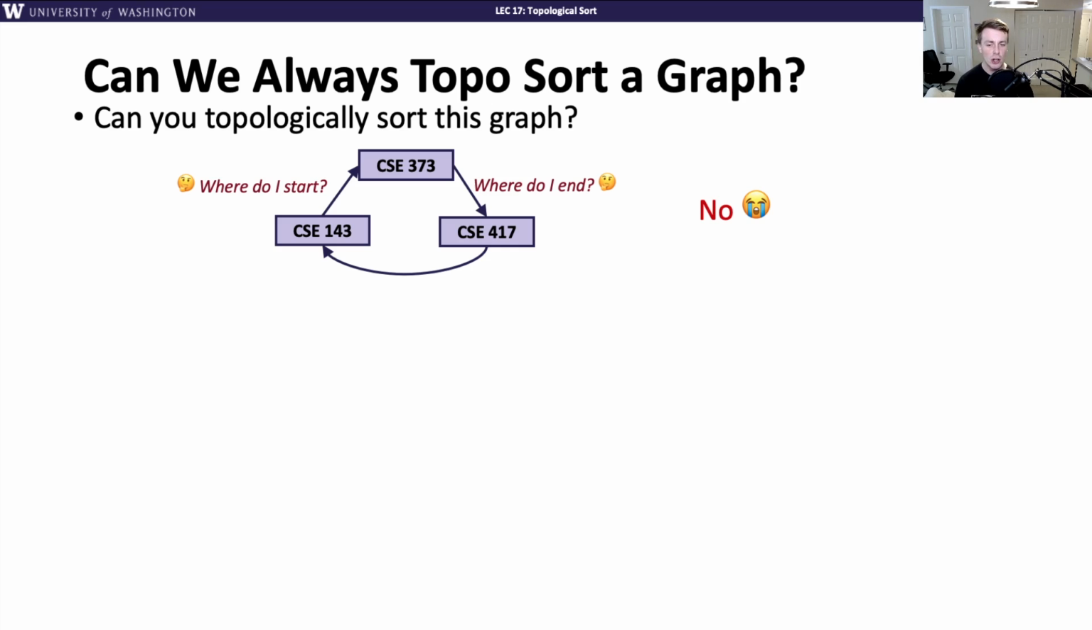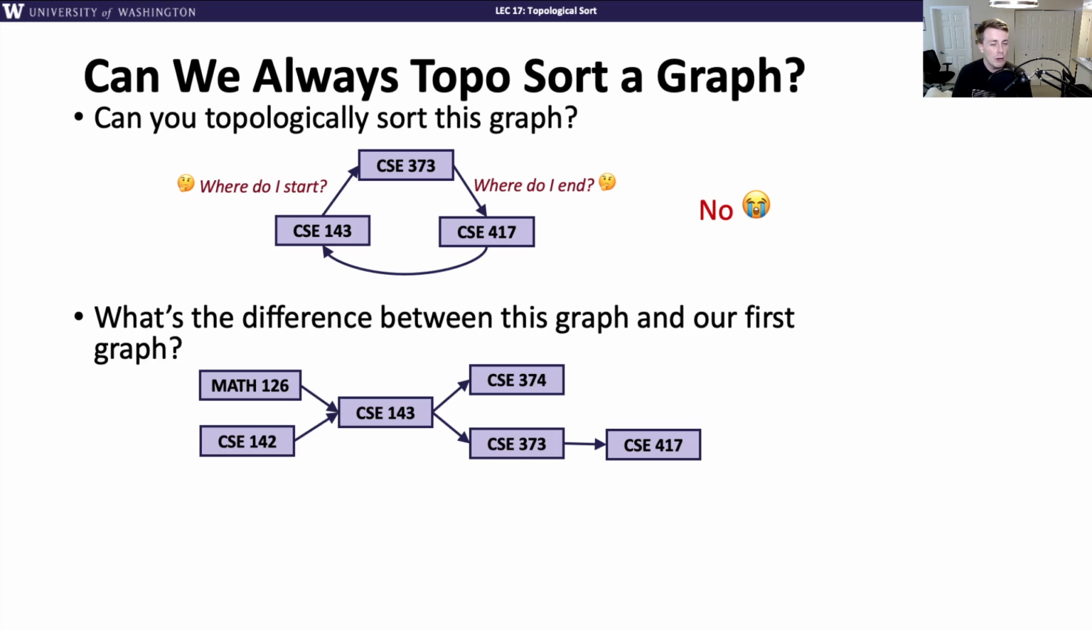But in our original graph, the graph we looked at before, I would argue this did work. So think for a second, what's the key difference between this graph and the graph that we talked about earlier?